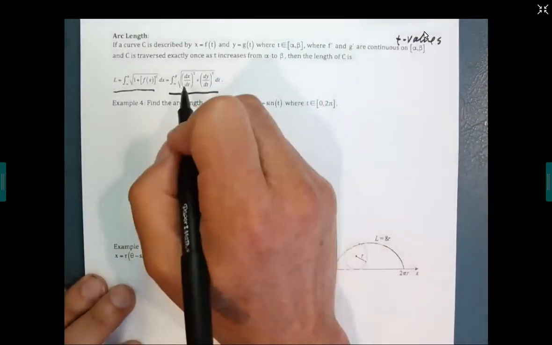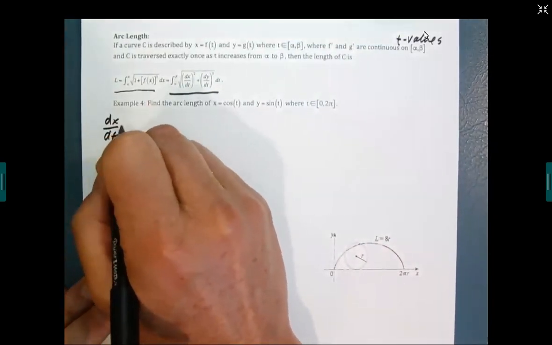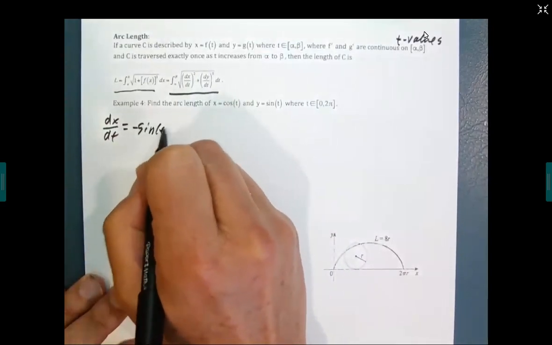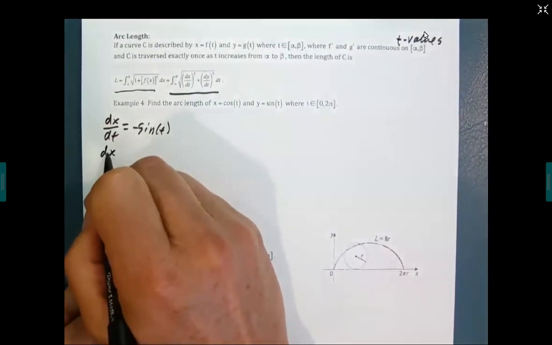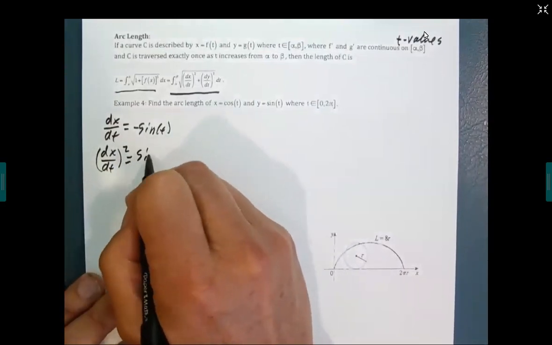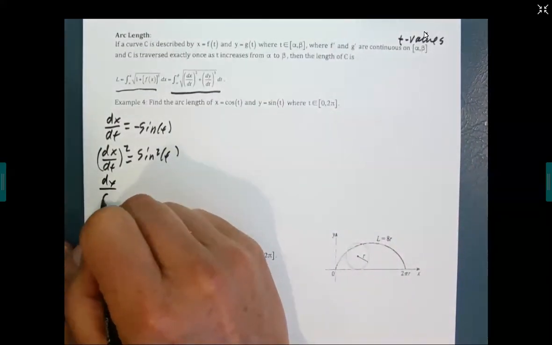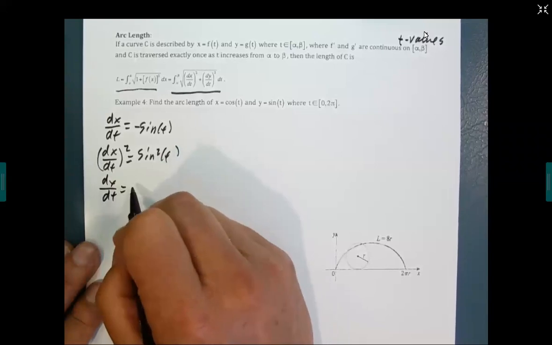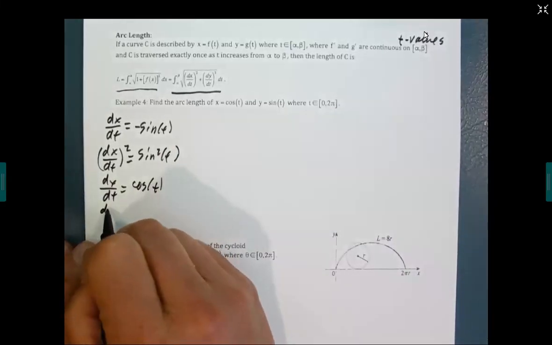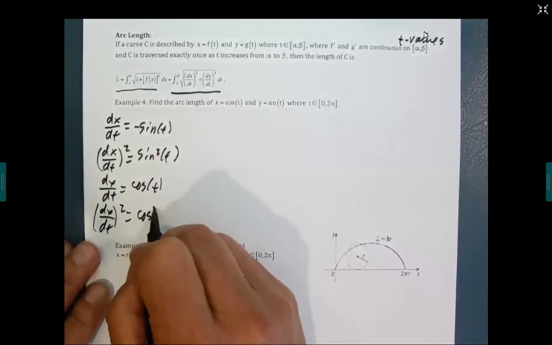So I'm going to start out by digging this out. So dx over dt is negative sine of t. And dx dt squared is sine squared of t. dy dt is cosine t. Dy over dt squared is cosine squared of t.